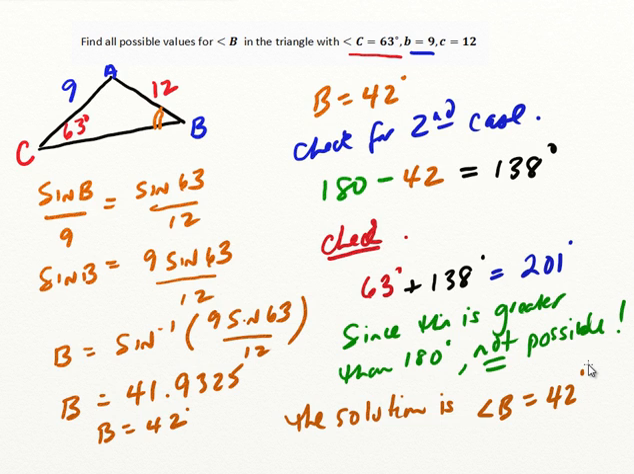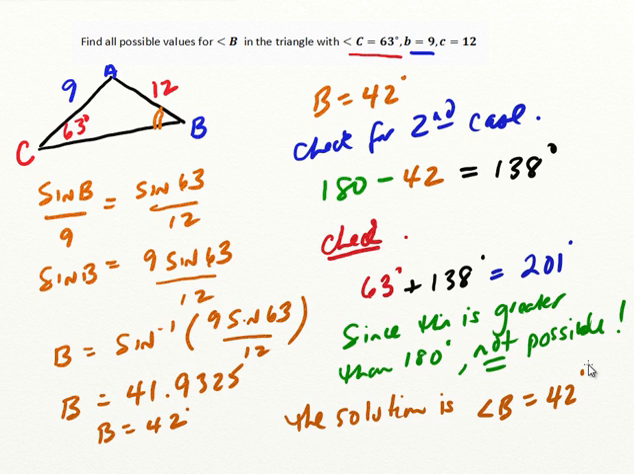So in this case, it looked like we were going to get into the ambiguous case problem, but once we got the solution out, I checked for a possible second case, and there is no possible way of creating another triangle with an angle other than 42 degrees in the corner, the vertex that is B. So in this case, there's only one answer.